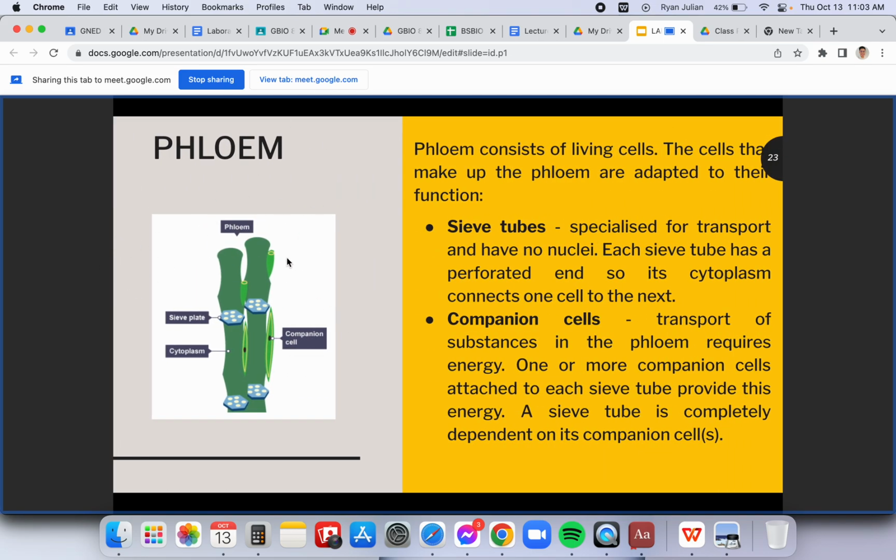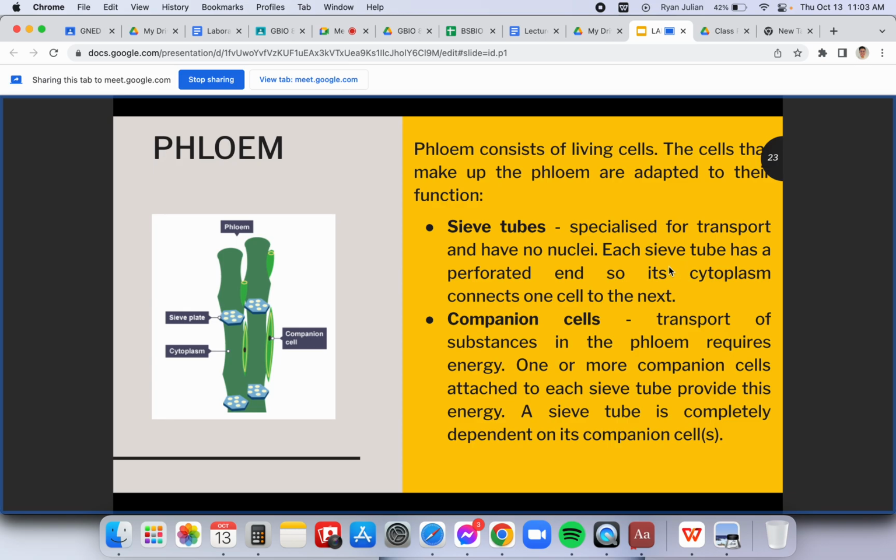For this image, you will see the cross-section of a phloem in a root. Phloem are comprised of living cells, namely sieve tubes and companion cells. The cells that make up the phloem are adapted to their function. Let's discuss the former, which is the sieve tube or sieve plate, which is located on both the medial and the lower portion of the phloem. They are specialized for transport, and I would like to add that they have no nuclei.